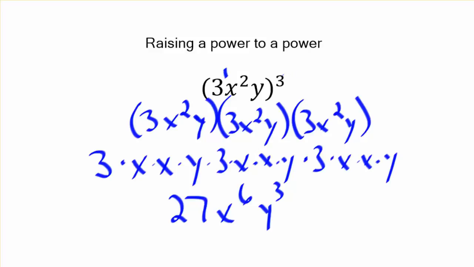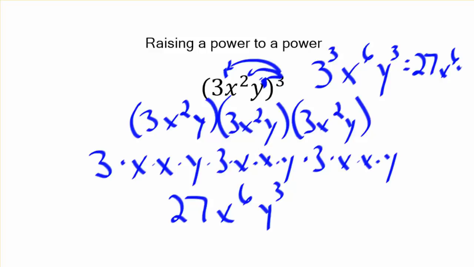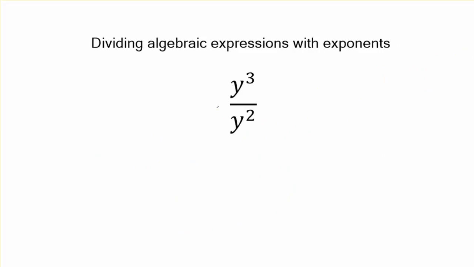Again, the quick way of doing it is to multiply times all of the exponents. Again, that y would have an exponent of 1. So you have 3 to the 3rd power, x to the 6th, and y to the 3rd. Of course, 3 to the 3rd power again is 27. Right out of room. That's my final answer. They're the same. No big deal. Let's try dividing algebraic expressions with exponents.